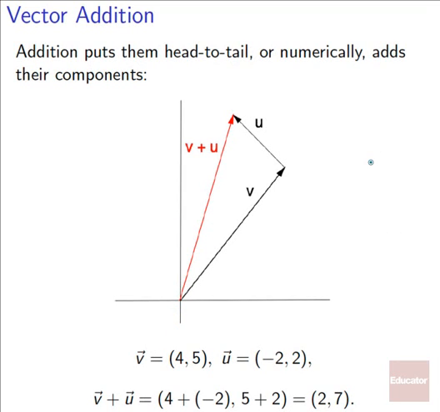We can expand this. We can have vector addition. If you have two vectors, you can add them. You can put them head to tail. Numerically, you'll add their components. So if you've got v and you've got u, v plus u is just the sum of the numbers involved. So this one is 4 and -2. So 4 and -2 becomes 2. 5 plus 2 becomes 7. There we go. Simple as that.